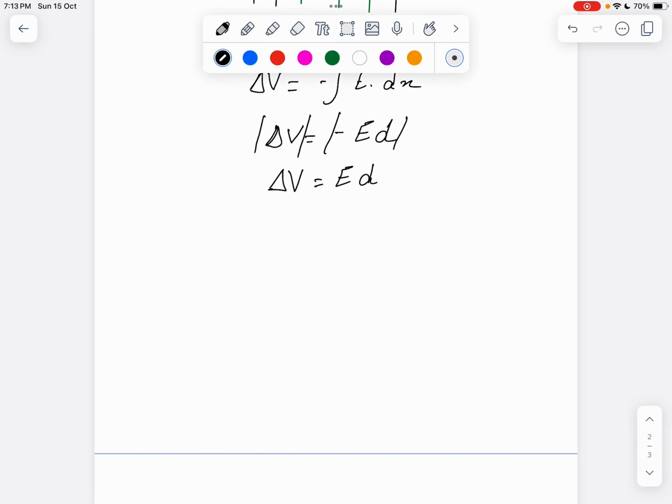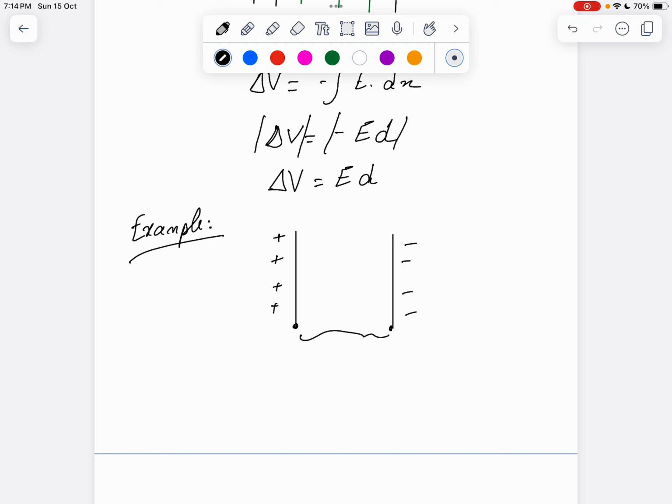For example, let's take an example here. If we have those two parallel plates, again a positive, again a negative, let's consider the distance to be 1 centimeter, and the electric field between them is given as 2 times 10 to the power 3 volts per meter. I want to find the delta V.